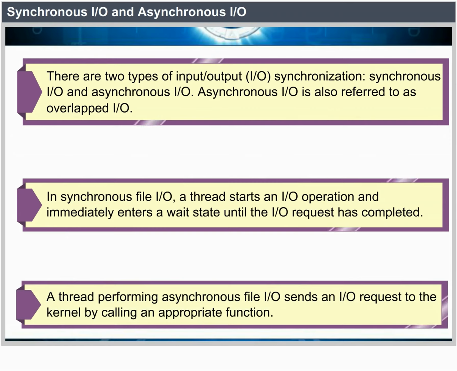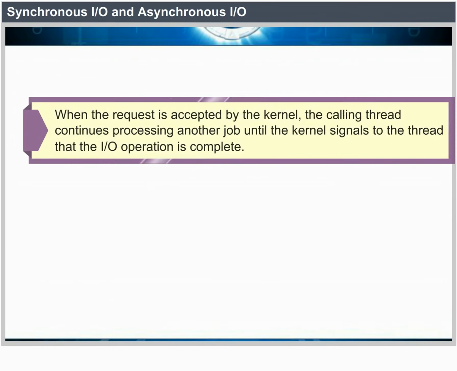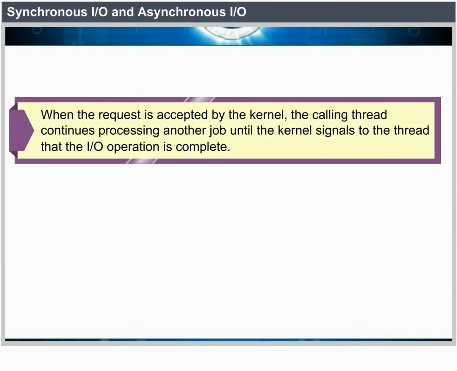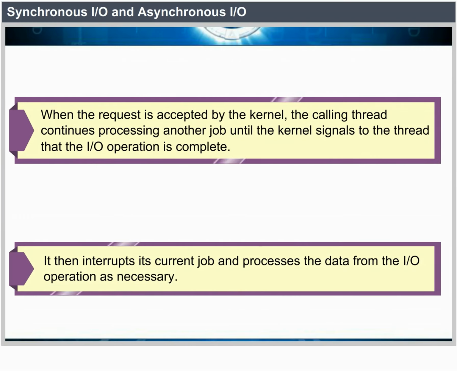A thread performing asynchronous file input-output sends an input-output request to the kernel by calling an appropriate function. If the request is accepted by the kernel, the calling thread continues processing another job until the kernel signals to the thread that the input-output operation is complete. It then interrupts its current job and processes the data from the input-output operation as necessary. The 2 synchronization types are illustrated in the following figure.